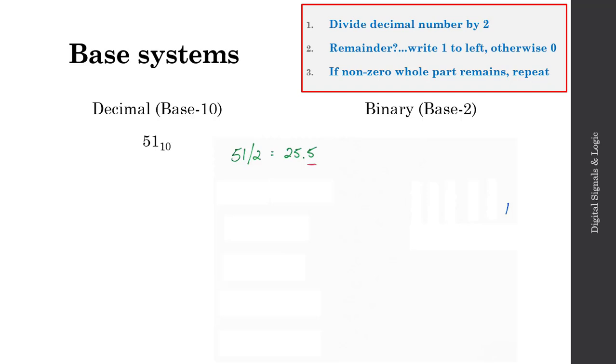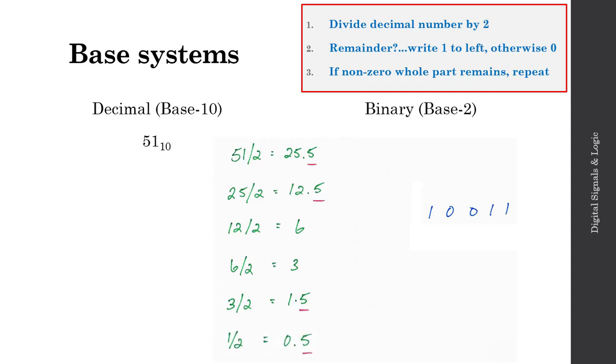We'll then take the whole number, 25, and divide it by 2 again. 25 divided by 2 is 12.5. Once again I have a remainder, so I'll write a 1 in the base 2 column. Now I'll take the 12 and divide it by 2. That gives me 6.0, with no remainder, so I'll write a 0 in the base 2 column. Let's take the 6 divided by 2. That gives me 3.0, there's no remainder, so I'll write another 0 in the base 2 column. Now I'll take the 3 divided by 2. It gives me 1.5. I have a remainder, so I'll write a 1 in the base 2 column.